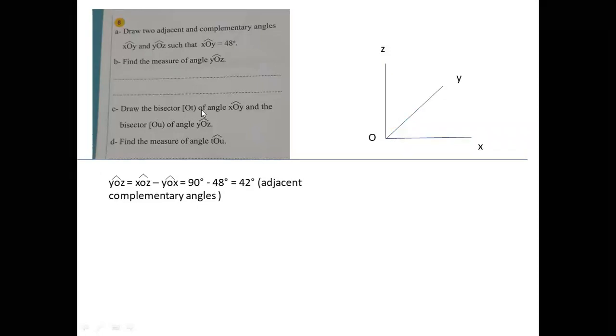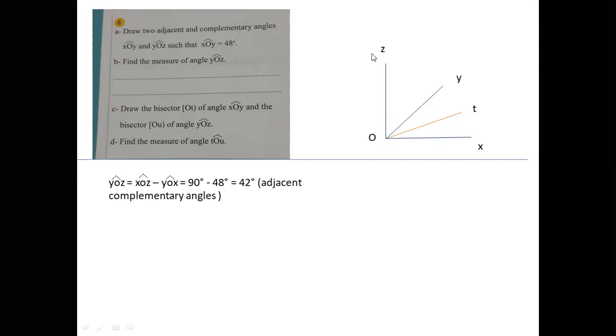Draw the bisector OT of angle XOY and the bisector OU of angle YOZ. We have to use the compass in order to draw the bisector OT of the angle XOY. So this semi-straight line is the bisector of angle XOY. So it divides it into two equal angles, which are XOT and TOY.